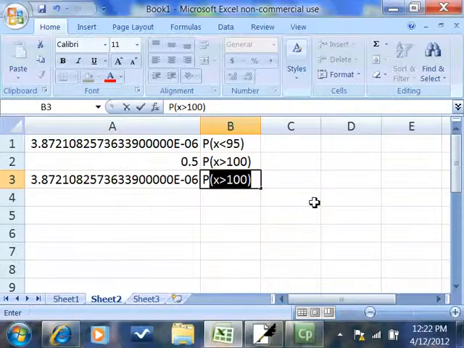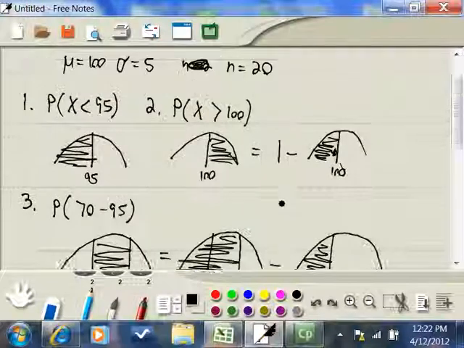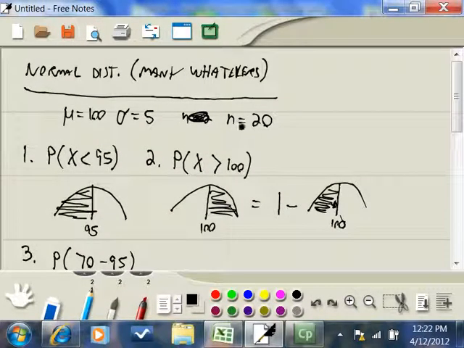Anyway, this one was between 70 and 95. And those cover all our different cases. So same as before, except for we have to take our standard deviation, divide by square root of n.